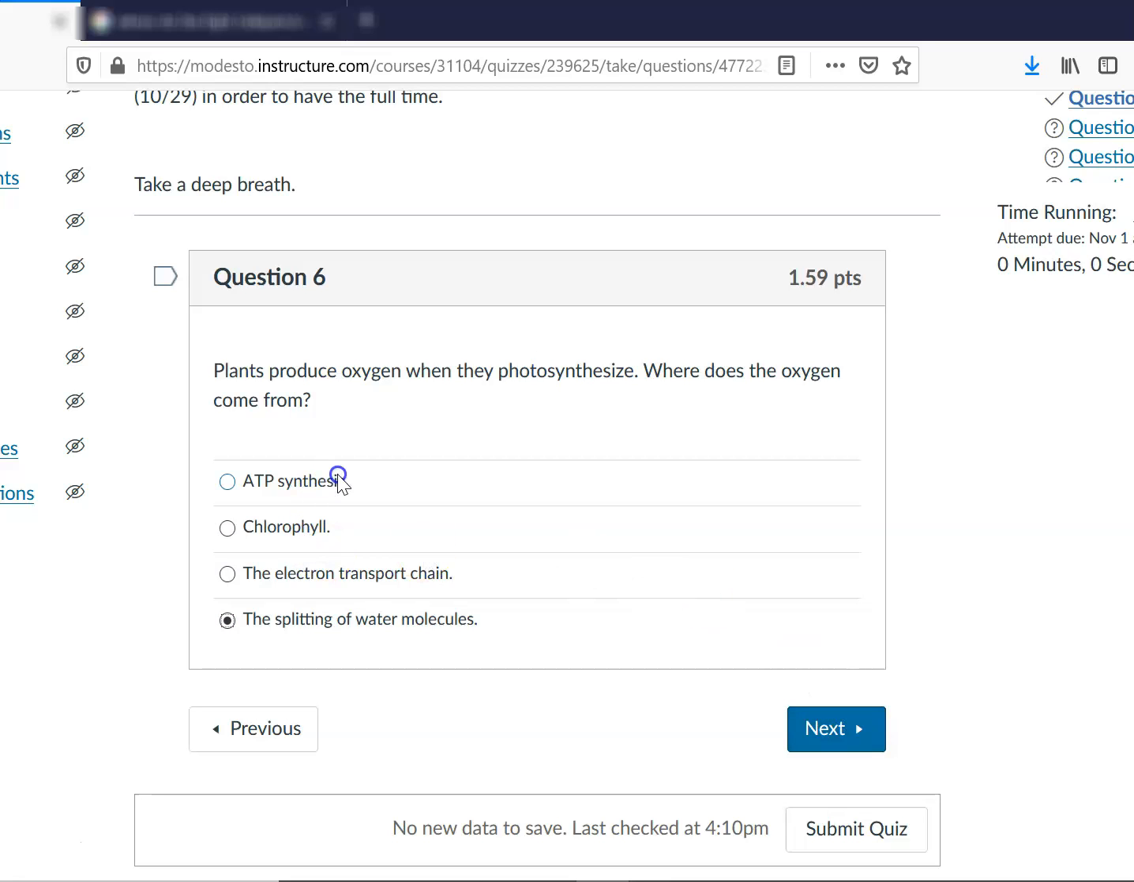I mean, ATP synthesis, maybe that could be an answer. Chlorophyll is kind of a nonsense answer. Electron transport chain could be plausible, but it's not quite right either. Yeah, it's the splitting of water molecules.